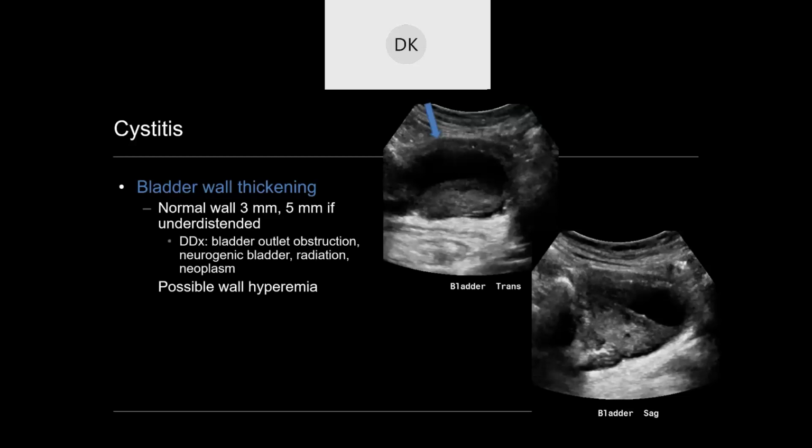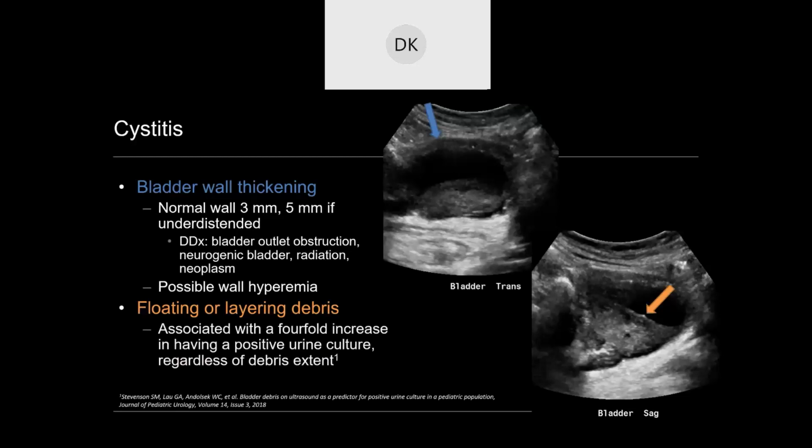Something else we sometimes see is wall hyperemia, although that's less common. And a key is this floating or layering debris, which we have quite a bit of here. This is actually the same patient that had the pyonephrosis that I showed you earlier. A tremendous amount of debris there. Particularly in children, studies have shown that this is associated with a 4-fold increase in having a positive urine culture, and interestingly, it's regardless of the debris extent. So even if you just have a few scattered low-level echoes, that's definitely worth mentioning in pediatric patients because that really increases the risk that they would have a positive urine culture, and that could be pursued.